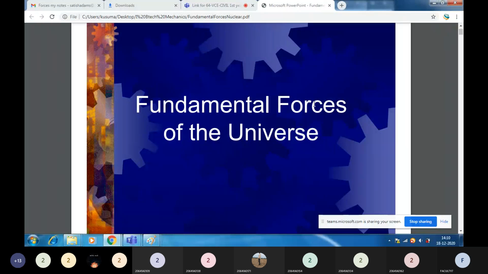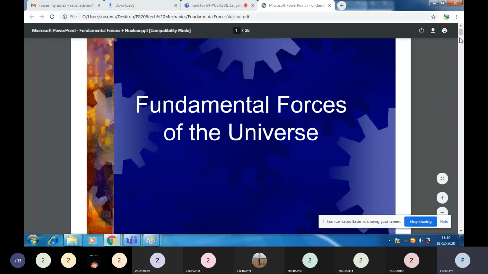Now here we are going to see the different concepts regarding forces. Forces are classified into 4 types. Those 4 types of fundamental forces we have to refer to in today's class. So let us see the first slide.